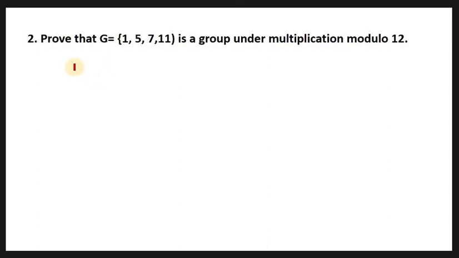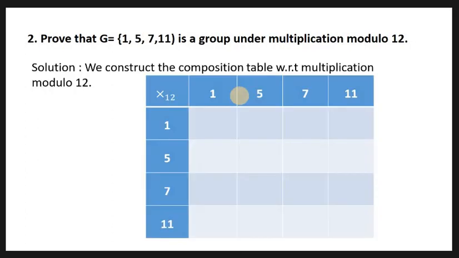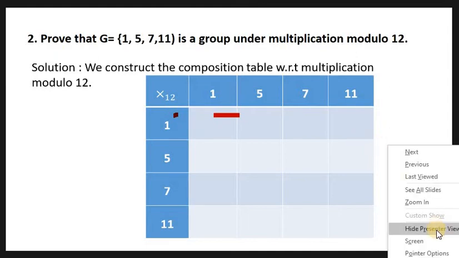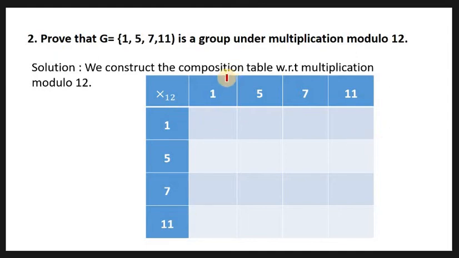Next problem. Prove that G is equal to 1, 5, 7, 11 is a group under multiplication modulo 12. So to prove this again, let us construct the composition table like previous problem and check all 4 properties of the group under multiplication are satisfied in this composition table. So the composition table is multiplication mod 12, elements are 1, 5, 7, 11 and this row also we have filled, that is 1, 5, 7, 11. Now let us construct the table.